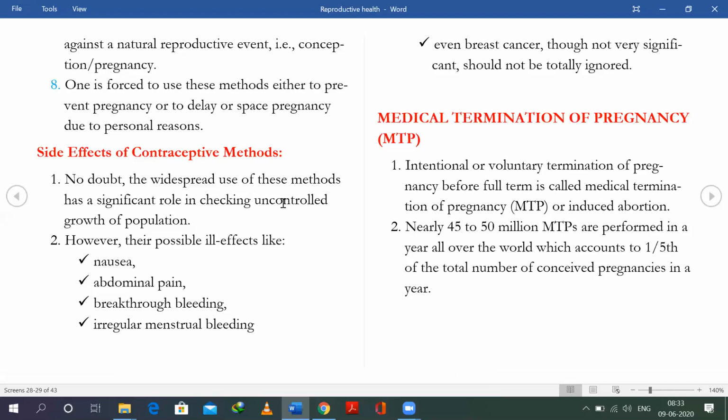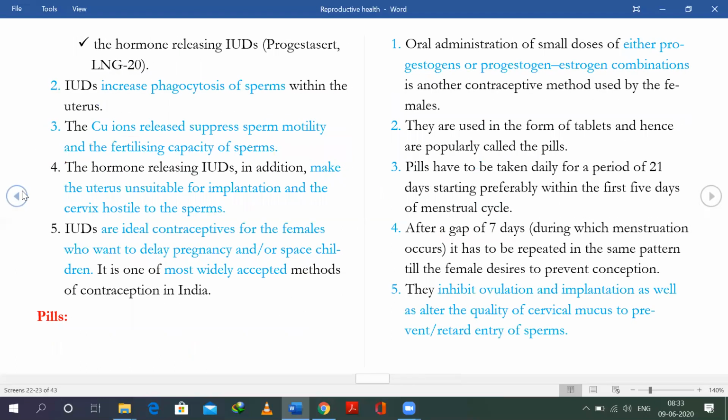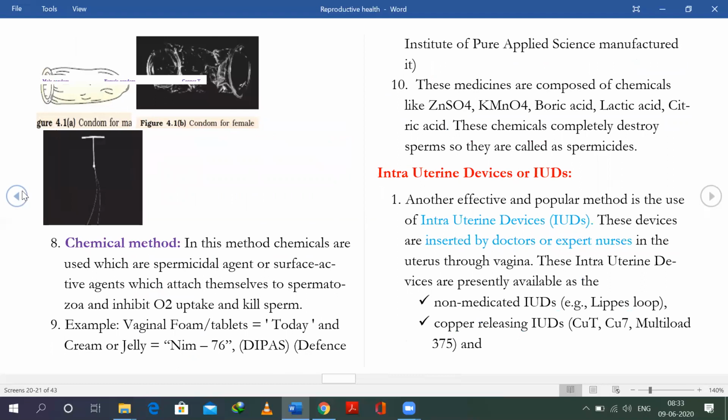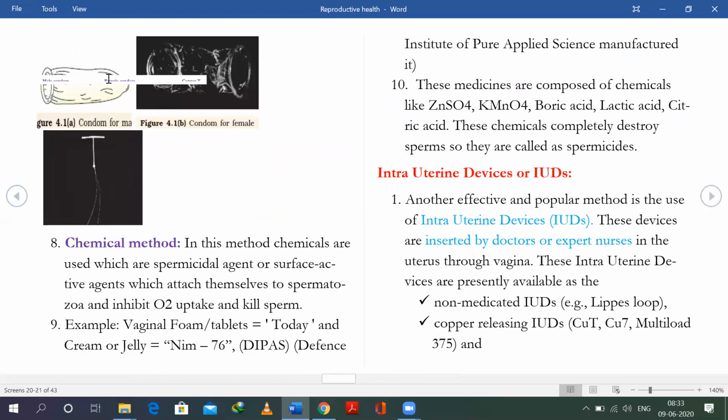Okay, so those are the various methods of contraception that we have. Just to recap what we have discussed so far. We began the lesson with the condoms. You can see the various condoms that we have: Nirodh, female condoms, diaphragm, cervical caps, and vaults, which are reusable. And we have seen some pictures of the male condom, female condom, and IUDs. And chemical methods, how spermicides work, we have also seen.